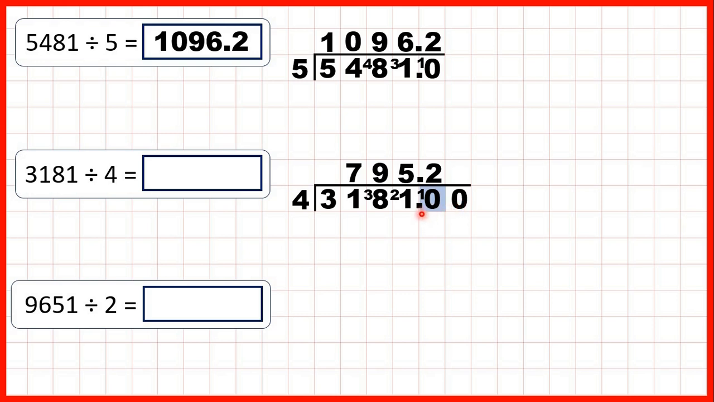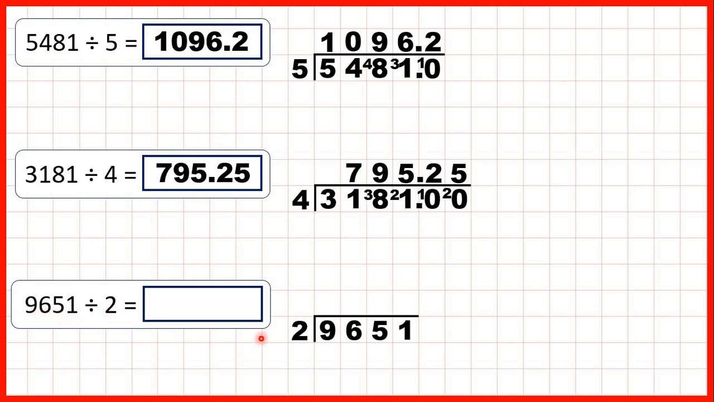Notice this time it's not a point 0, because we can only ever have one decimal point in a number. But we can write a 0 in the hundredths place, because 3181.00 is just the same as 3181. So we haven't changed the question, but now we have a digit to write our remainder 2 in front of. So now 20 divided by 4 is exactly 5. So our answer is 795.25.